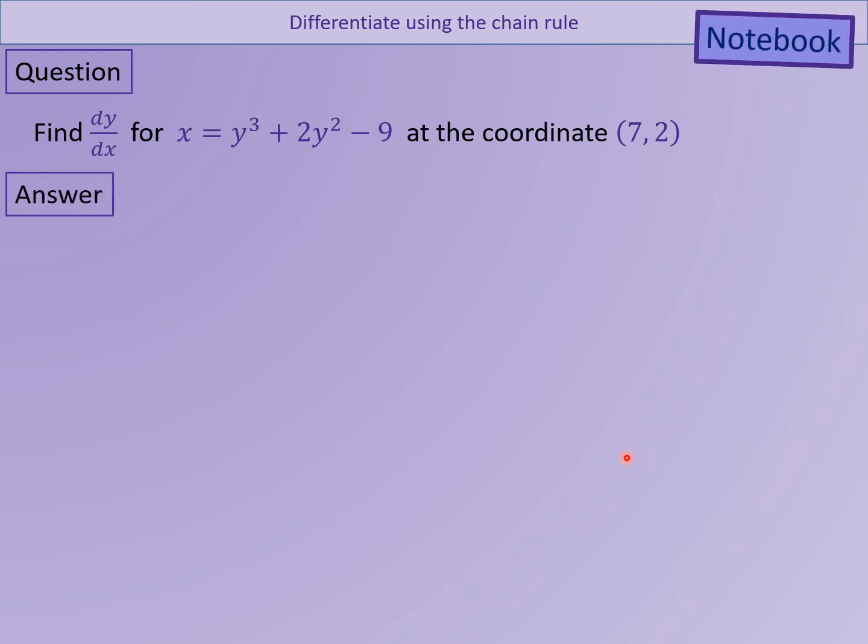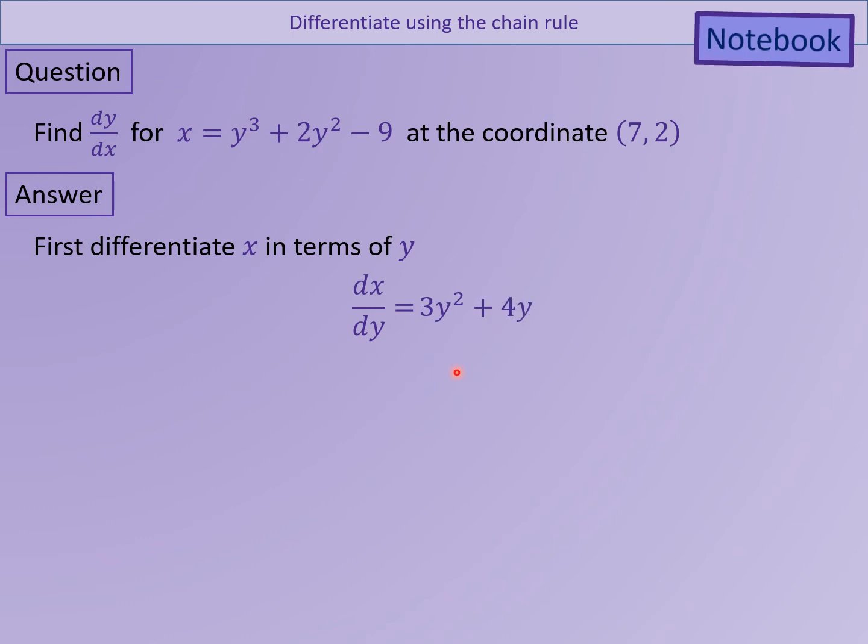Okay, so let's see what you would do. The first thing you need to do is definitely work out the gradient function. Now, because we've got x in terms of y, notice you cannot rearrange it and write y in terms of x. You can't do it. So you're forced to differentiate x in terms of y. And if I do that, dx over dy gets me 3y squared plus 4y.